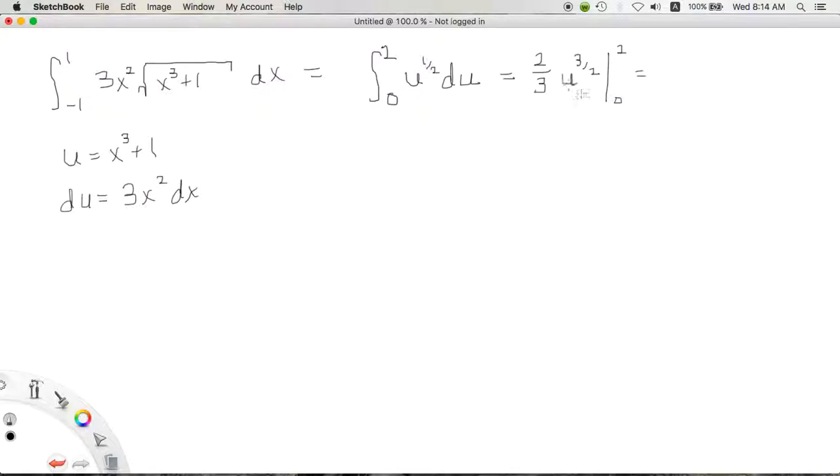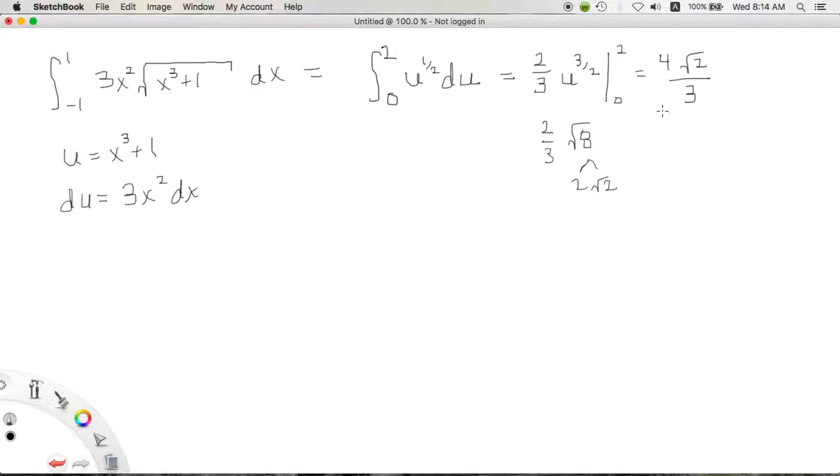So 2 to the 3/2 is square root of 8, and then times 2/3. Square root of 8, so we've got 2/3 times the square root of 8. This simplifies to be 2 root 2. So we'll end up with 4 times the square root of 2 over 3 as our answer.